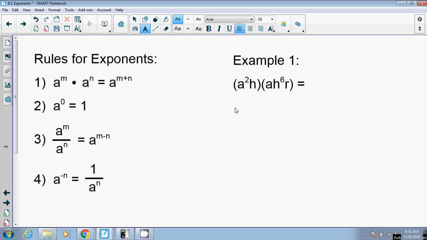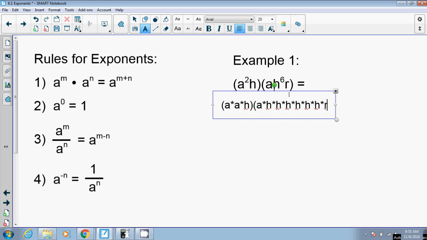In the first set of parentheses, I have 2 a's, so I'm able to rewrite this as a times a. But then I also have an h. So in my first set of parentheses, I have a times a times h. But then I'm going to multiply that by, in the second set of parentheses, 1 a. I have 6 h's, so I'm going to write out the 6 h's. And then I also have an r.